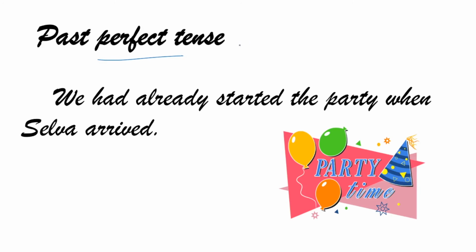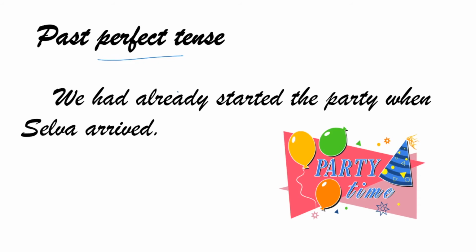Past perfect tense is used to indicate two past actions where one action gets completed before the other action gets started. So here we have two actions. We had already started the party and Selva arrived. When we have just one action taking place in the past, we use simple past tense. But when we have two actions taking place in the past, then we use past perfect tense. It does not matter which event is mentioned first. The tense helps us to make clear which event takes place first.